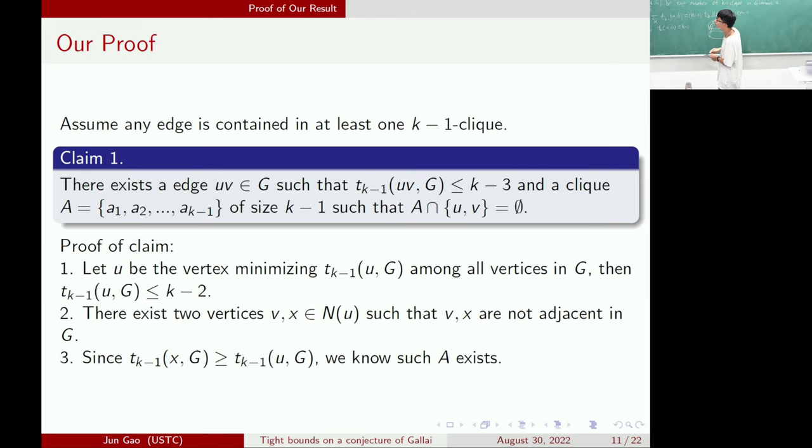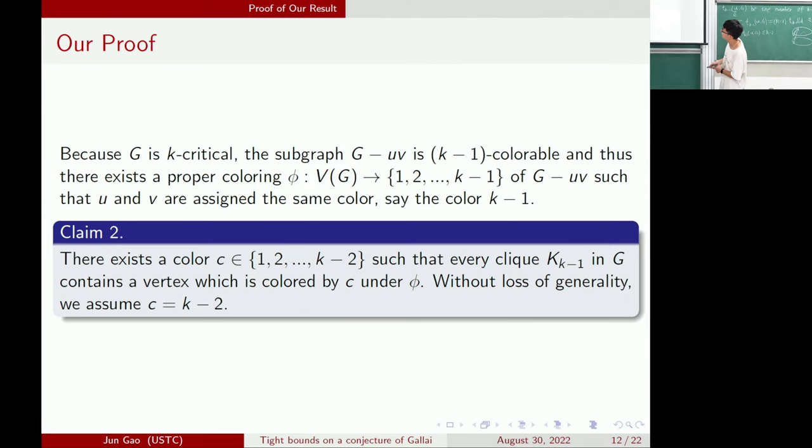And now we can construct the vectors. We need another step. So we will use the property of K-criticality.